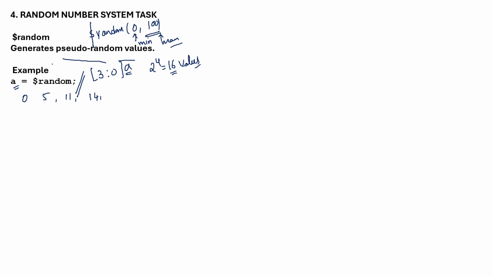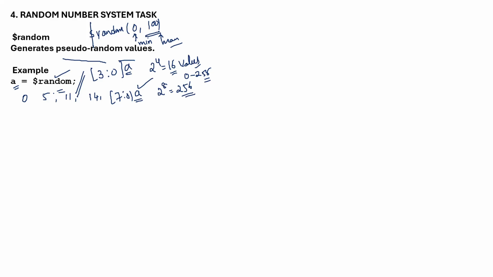If you are using $random, it will consider different values depending upon the range. Suppose I am considering 7 down to 0 of a, then 2 power 8, so it is capable of producing 256 values. That means this variable a is capable of storing 0 to 255 values, and it will generate values between 0 and 255.